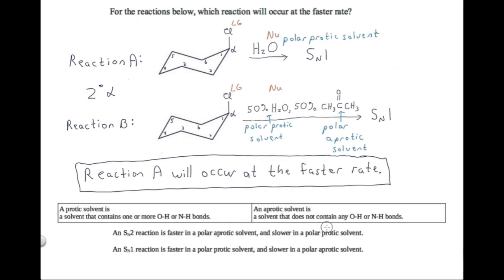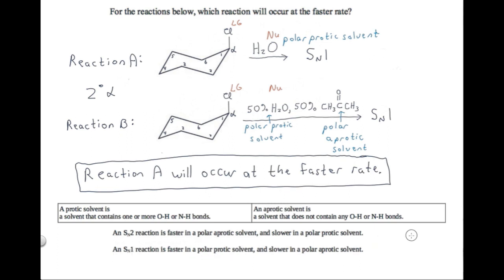So we used these ideas again. We recognized that water was polar protic because of its OH bond. We recognized that the acetone is aprotic because it has no OH or NH bonds. And we recognized that the 50% acetone in reaction B would slow down the SN1 reaction. SN1 is slower in a polar aprotic solvent. Having 100% water would be better because water is polar protic, and a polar protic solvent is better for SN1.